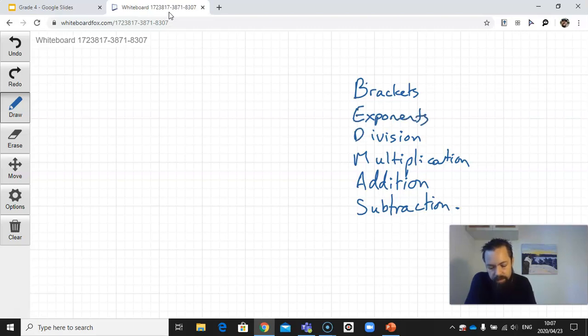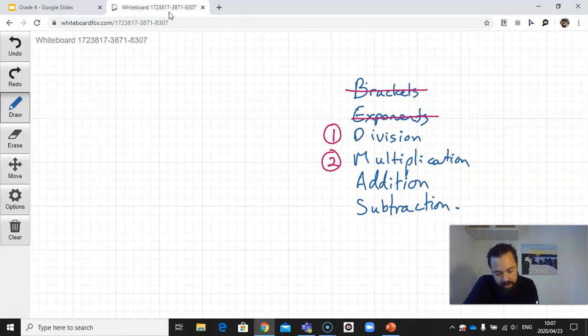Division. But today, we're not going to look at brackets and we're not going to look at exponents. So we're just going to look at the others. So what this means is when we get a problem, we first look to see if there's any division. If there's division, we do that first. Then we look to see if there's any multiplication. If there's any multiplication, we do that second. If there was no division, then we would start with multiplication.